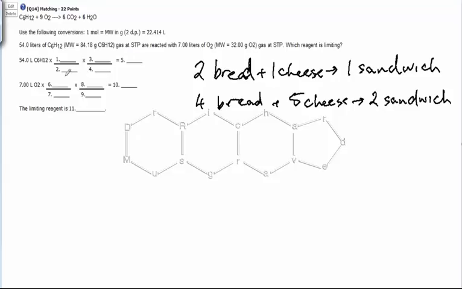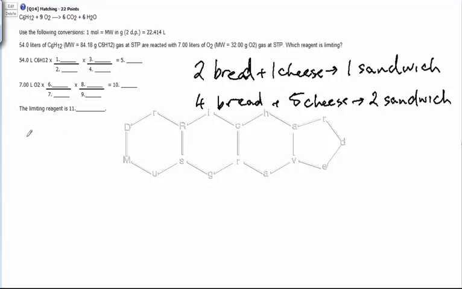Alright, so we're going to do something similar over here. We're going to figure out the number of moles of C6H12 we're dealing with. Then we're going to divide by the number of moles in the reaction equation. We're going to do the same thing with the O2, figure out the number of moles of O2, divide by the number of moles in the reaction equation, and that's going to give us 2 mole ratios. Whichever one has the smaller mole ratio is the one that ends up being used up first. It's something similar to what we use over here. We can see that 4 slices of bread would give 2 sandwiches, 5 slices of cheese would give 5 sandwiches, so this one, the bread would end up being the limiting reagent.